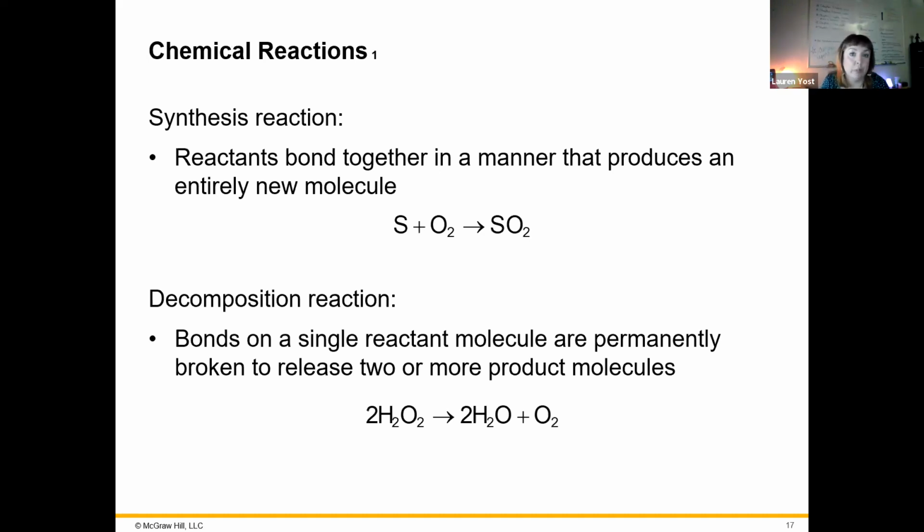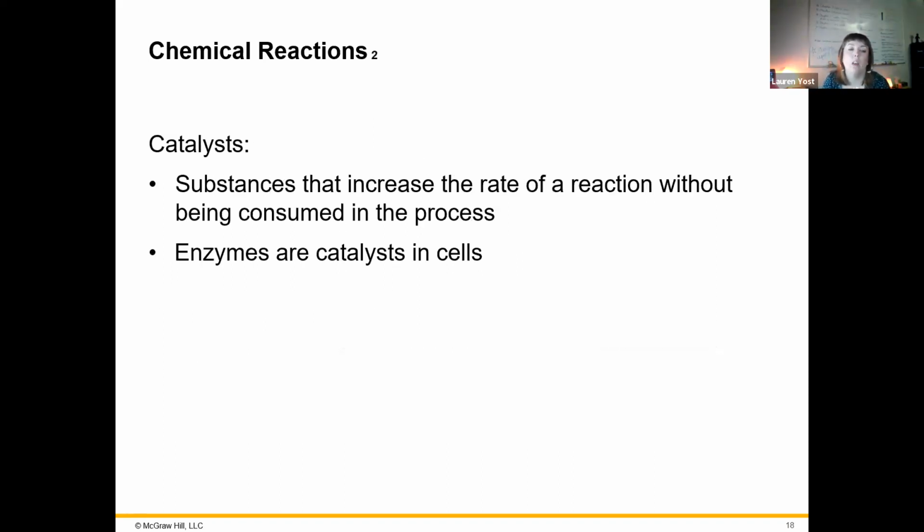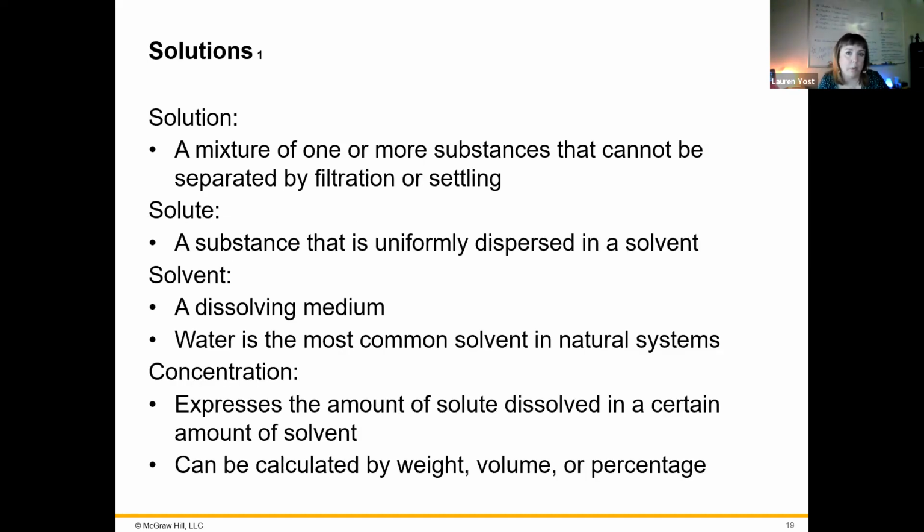We have different kinds of reactions, like synthesis reactions. We're going to put some things together to make a combined unit. And then we have decomposition reactions where we are breaking things apart, essentially. Catalysts are substances that increase the rate of the reaction. They themselves will not be altered or consumed, at least not permanently altered or consumed in the process. Enzymes are organic catalysts that work for a lot of the processes that go on in cells. And we'll talk about that a little bit more when we get into the metabolism chapters.